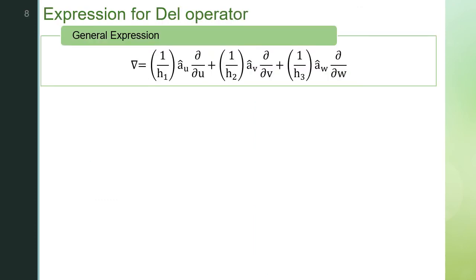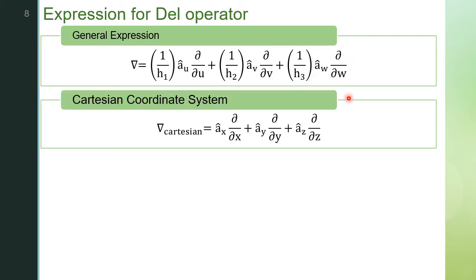So now we have seen the del operator in Cartesian coordinate system. In general, the del operator can be expressed as 1 by h1 au cap dou by dou u plus 1 by h2 av cap into dou by dou v plus 1 by h3 aw cap into dou by dou w. If you are considering Cartesian coordinate system, h1, h2, h3 was 1 and u, v, w was x, y, z. So this gives the expression in Cartesian coordinate system.